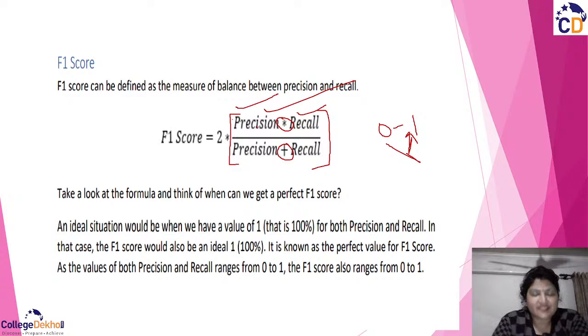In that case, F1 score would also be an ideal 1, right? So it is known as the perfect value for F1 score. I told you, whenever we have a value that tends to 0, that means your model is going to be a bad model. It is not going to give you a perfect performance. And if it is a perfect fit model, then you have to use 1 as your score.